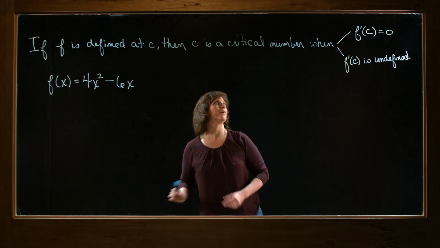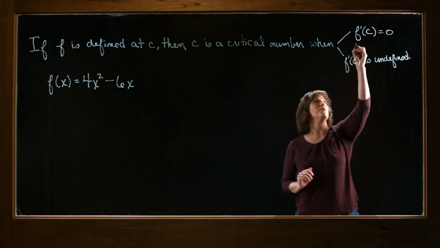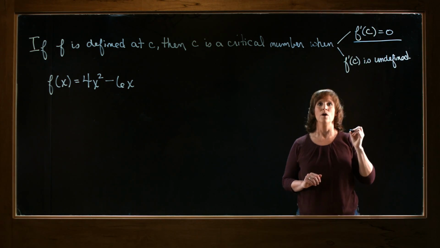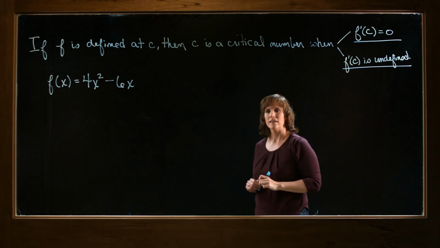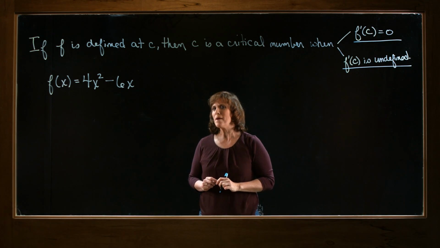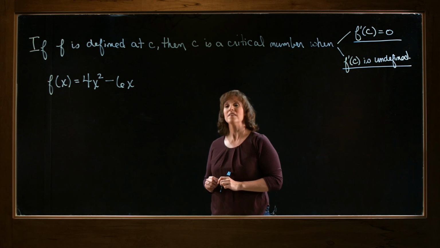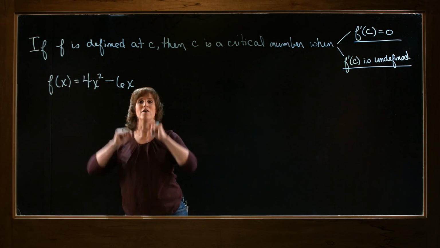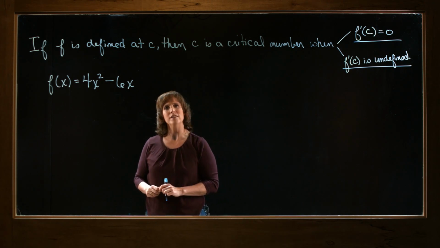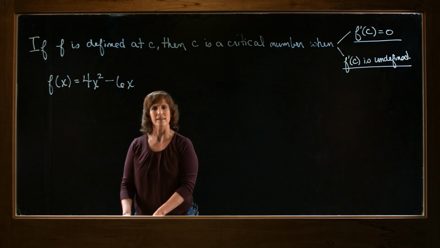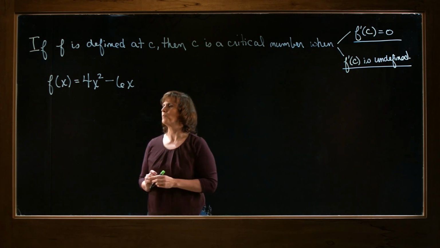A critical number is a value which makes the derivative equal to 0, or it could also make the derivative undefined. One more thing, we want to make sure when we're talking about critical numbers that the function is actually defined at those locations. That's what this first part of my definition requires. Okay, so I want to find out when a derivative is 0 and when it's undefined. Let's look at an example.